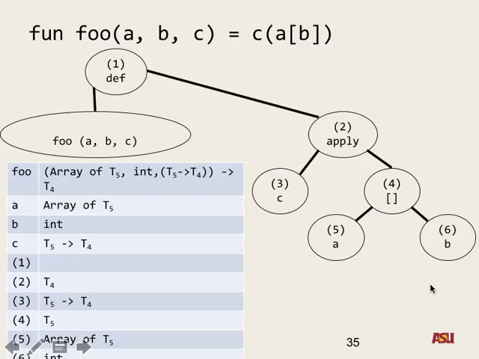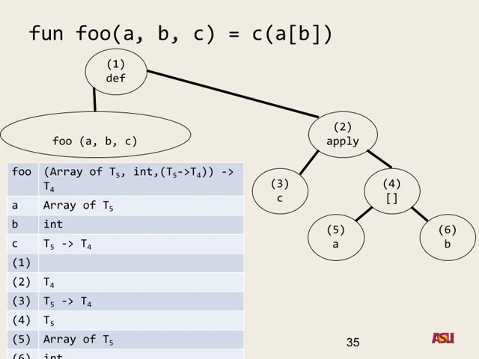So now we know that foo is a function that takes in as its first parameter an array of something. The second parameter is an integer. And the third parameter is a function that translates from the type of that array to the return type of foo.